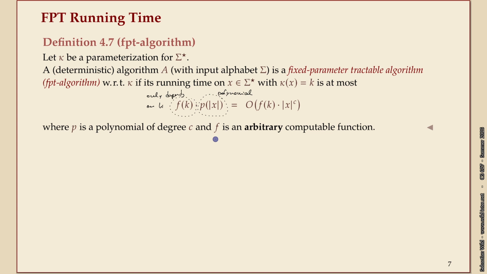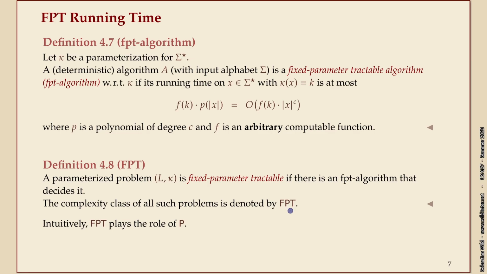Okay. So again, polynomial in the overall input size, just as before, multiplied by some part that only depends on the parameter, but is allowed to grow as quickly as possible as a function of k as we like. Okay.